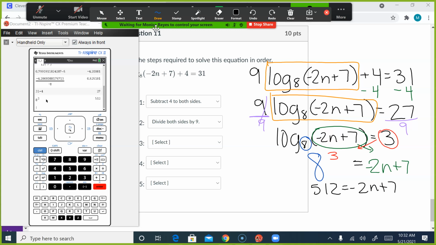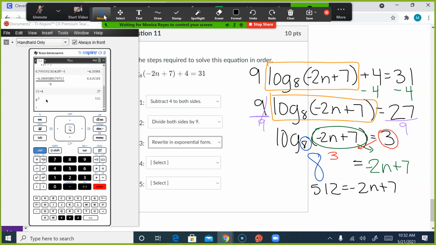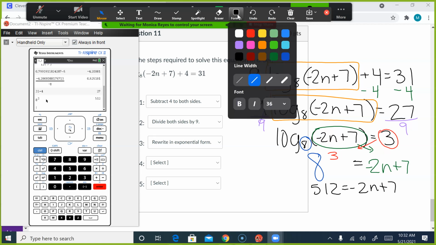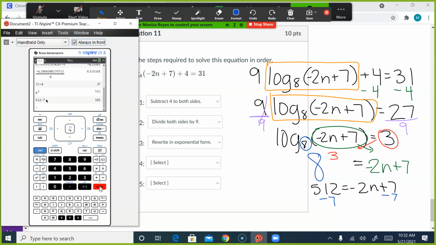So again, what did we do there? We just wrote it from log form in exponent form. So rewrite in exponential form. And then we just solve for x from here. So again, you should be able to finish this one. Solve for x, we subtract 7 from both sides. From the 512, we're going to subtract 7. And we get 505.